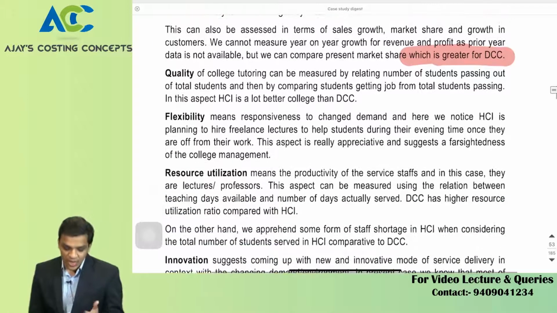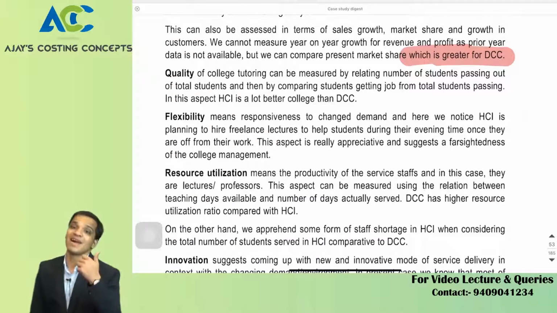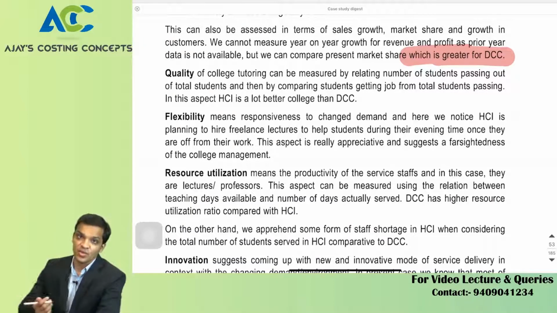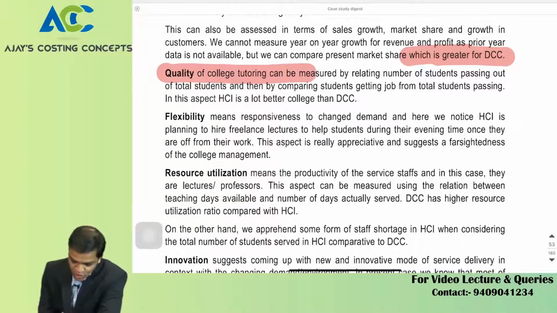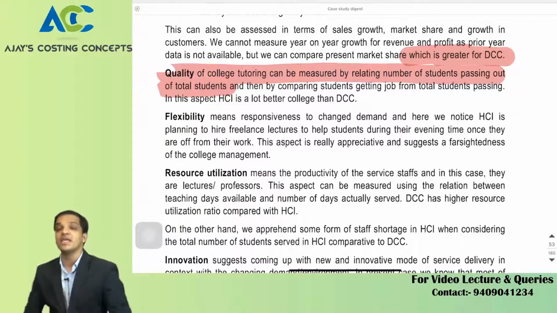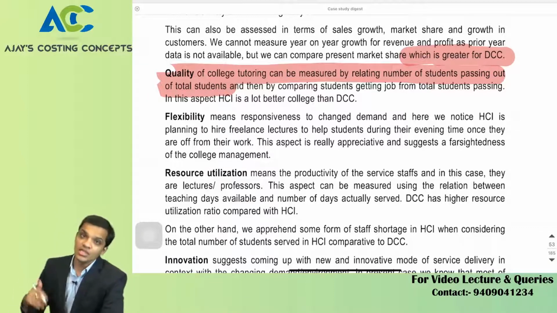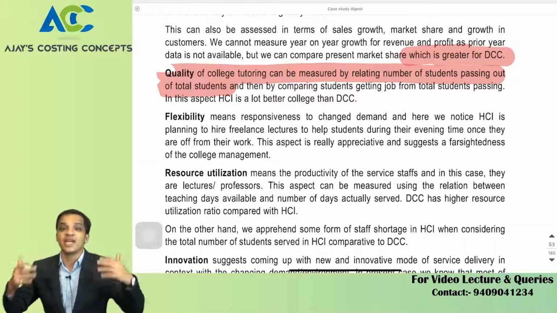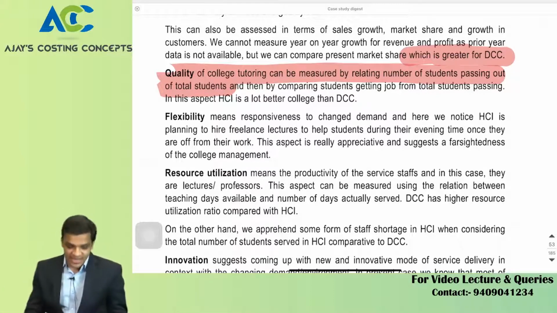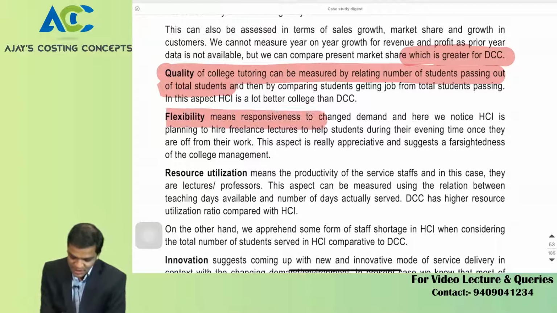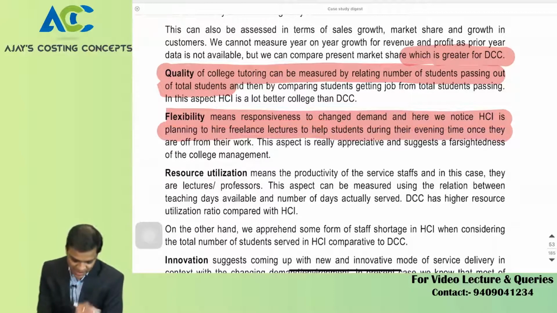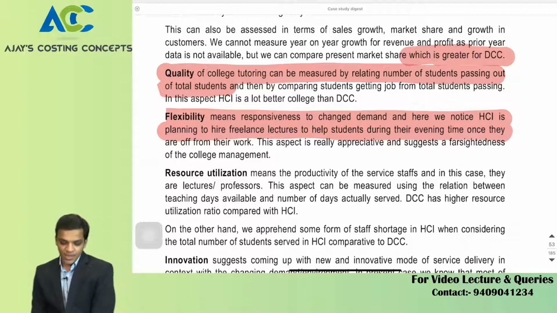When it comes to quality, by reading this question we can understand the number of passing students is higher for HCI. That is what we see. So the quality of college tutoring can be measured by the relative number of students passing out of the total students. When it comes to flexibility, again HCI earns one point extra because of the freelance extra classes or additional faculty that they have been providing. Flexibility means being responsive to change over time. Hence, HCI is planning freelance lectures to help students during evening time. That is what their staff does.